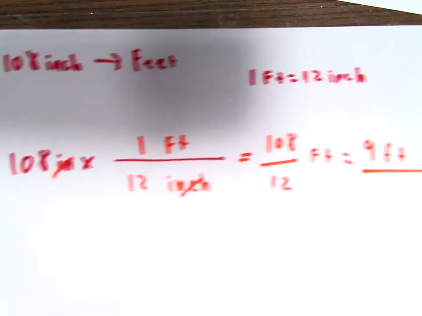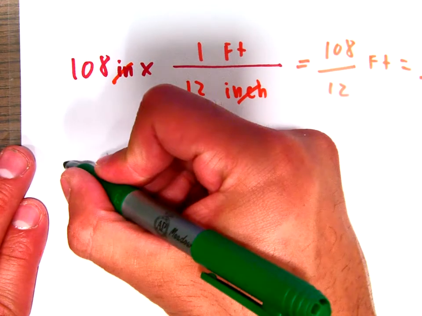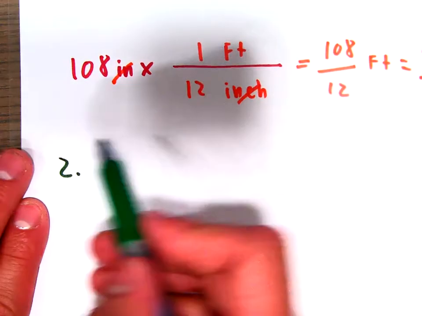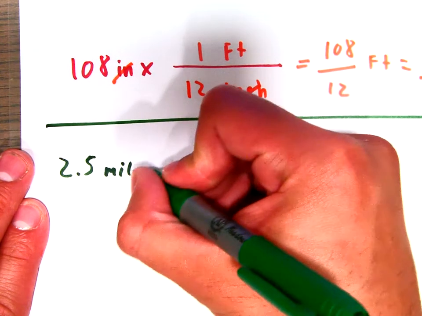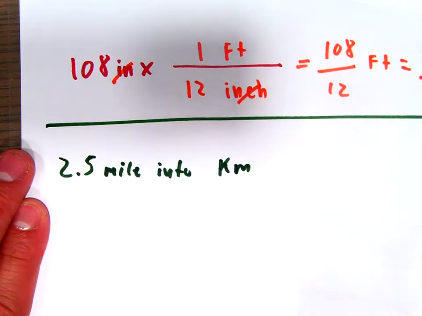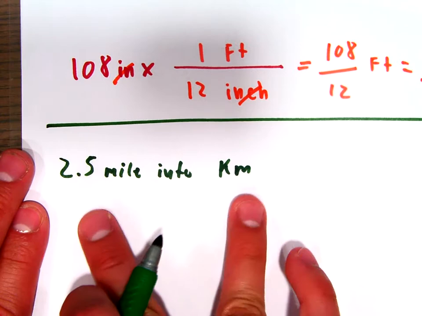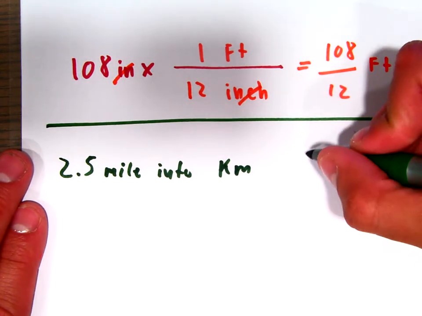Let's go ahead and work through another problem here. Let's say I want to convert 2.5 miles. So let's do some units that we might not be familiar with. Let's convert 2.5 miles into kilometers. Well, we probably don't know right off the top of our head how to convert miles to kilometers. So the worksheet you're going to have is going to give you the conversions. So I'm going to give you this conversion now.